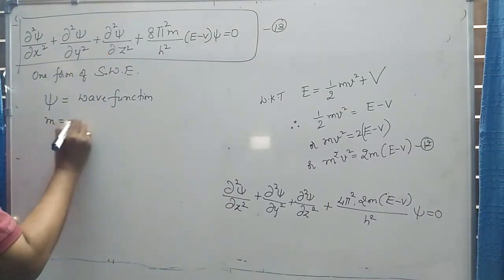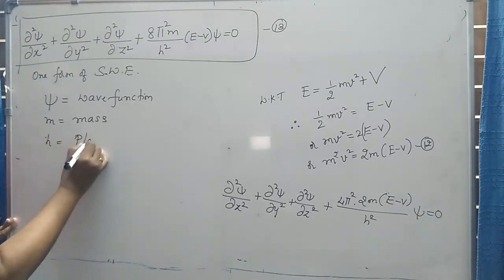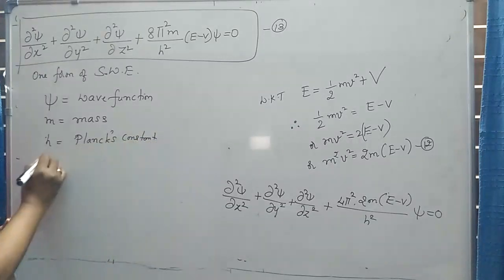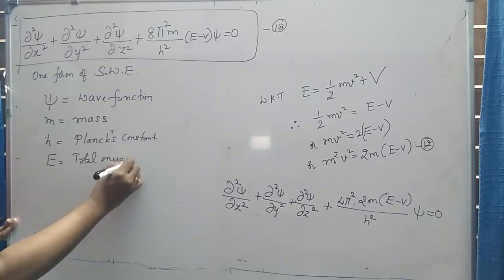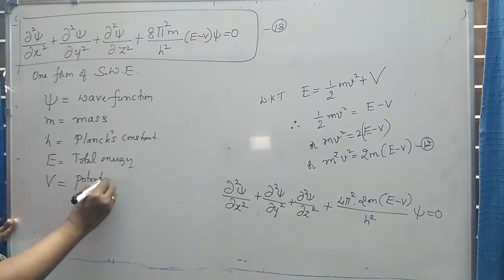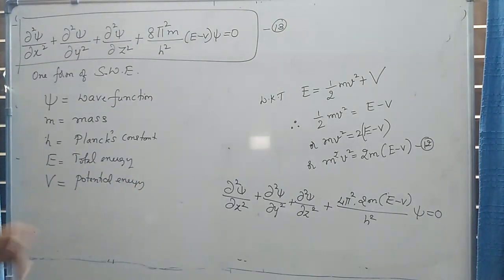m is the mass of the particle, small h is the Planck's constant, capital E is the total energy, and capital V is the potential energy of the system. So this is one way of writing the Schrodinger wave equation. In the next class we will try to write the Schrodinger wave equation in different forms.